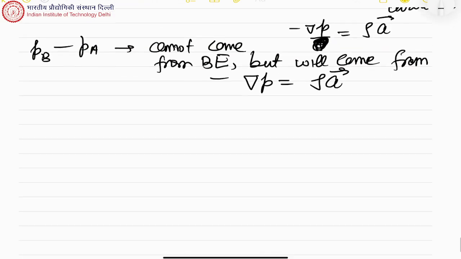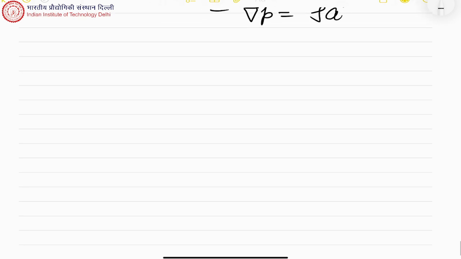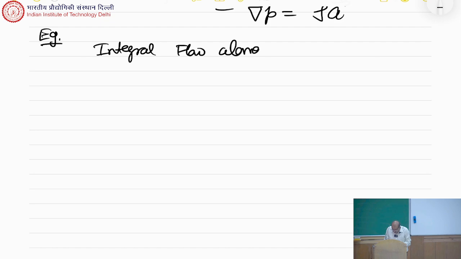Now, let's see how Bernoulli equation can be used. Before we will talk of some situations where it cannot be used, but some examples. And now we have covered the entire theory for integral flow analysis. There will be different type of problems. So some guidelines for integral flow analysis problems.